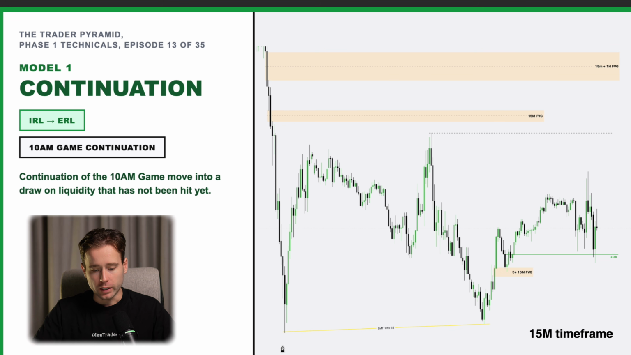If you look at this chart, look at the 50-minute time frame. There was already an SMT with ES. Then there was a 5 and 50-minute fair value gap.